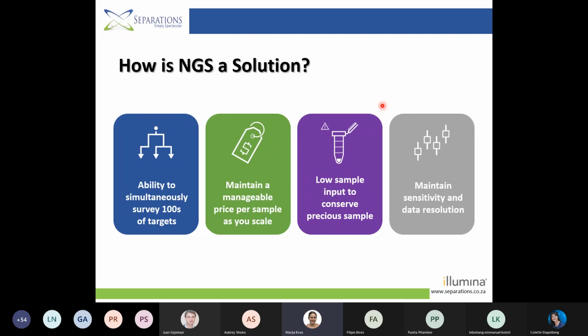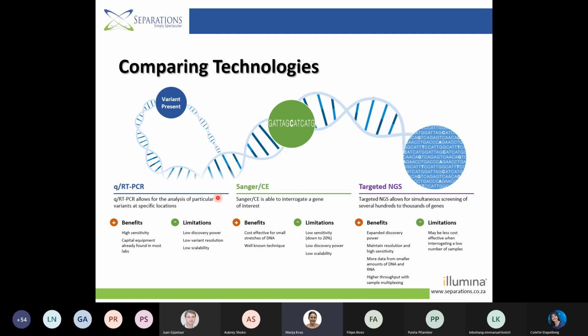We can simultaneously do multiple different samples, multiple different organisms and targets. It allows us to do massively parallel sequencing of many different things, while at the same time managing the price per sample cost and preserving the precious samples that we have. We also have incredible sensitivity and data resolution with NGS, because we can sequence so much more, so much deeper. It gives us that extra confidence in our data analysis.